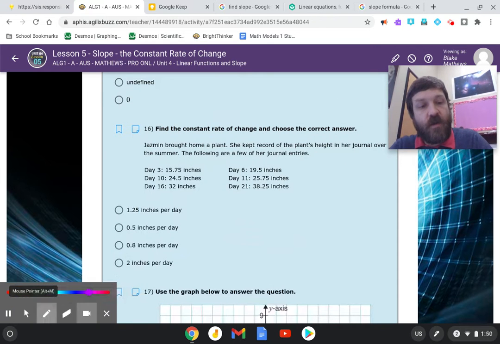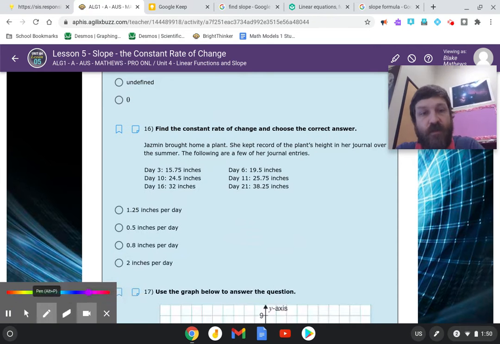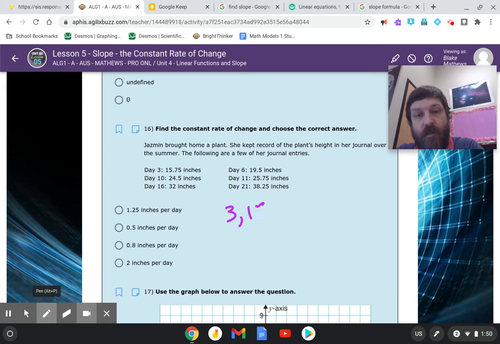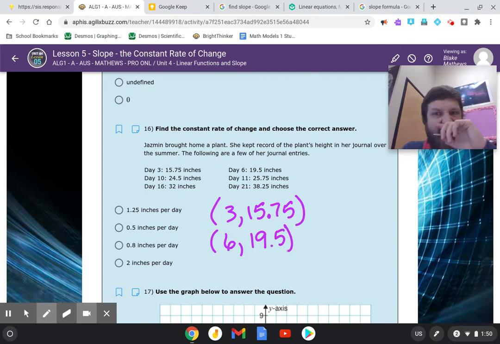16, I'll just go ahead and get you started on this one. Again, pick any 2 points. So like for day 3, that could be written down as 3, 15.75, and that could be one of your points. Then we could do day 6, 19.5. And so those could be my x1, y1, x2, y2 points.